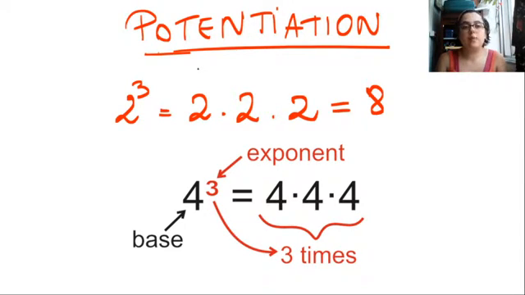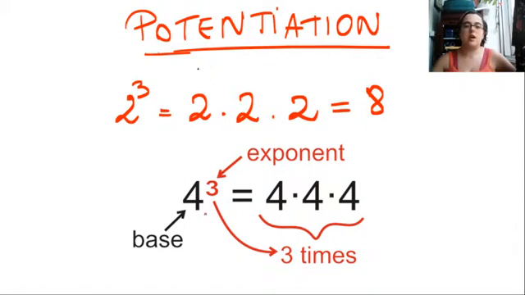Today we are going to make a little review about potentiation, okay? So we have here the first example, 2 elevated to the third potentiation. This is the same as 2 times 2 times 2. So the number 2 appears 3 times, and this gives me 8 as a result.